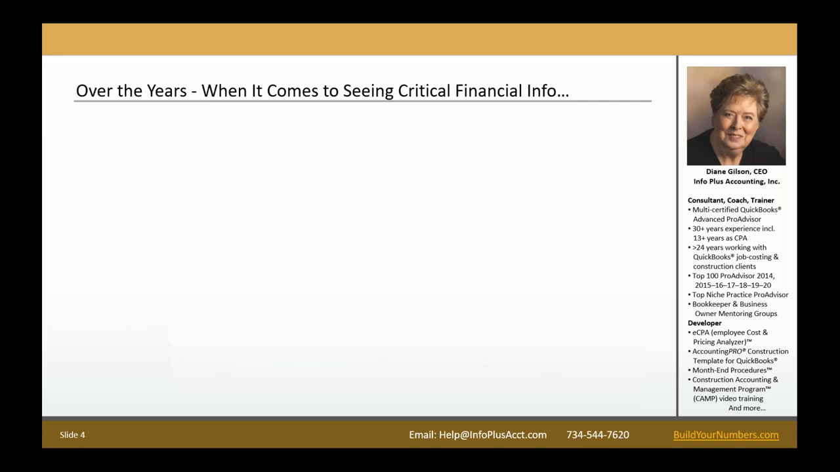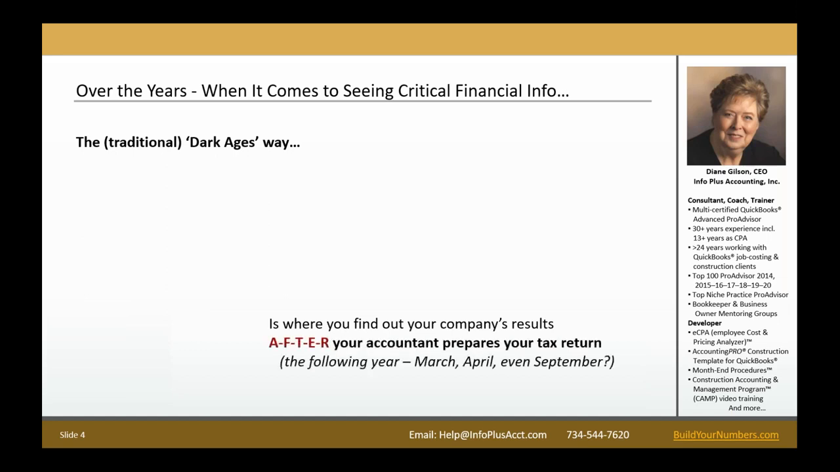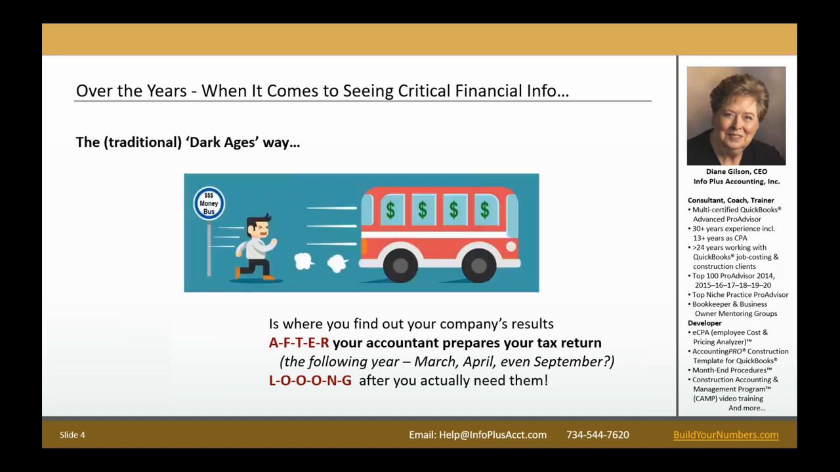Now, over the years, when it comes to seeing critical financial information, the traditional, what I call the dark ages way, is where you find out your company's results after your accountant prepares your tax return. That's the following year. Maybe, if you're really good at it, March or April or September. And of course, this year, our tax deadlines got extended, so it might have been even later. And of course, that's long after you actually need them. And we've got our guy chasing the money bus here, losing out because you got there too late.